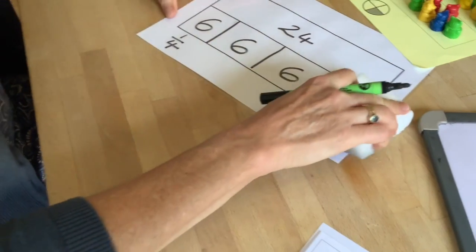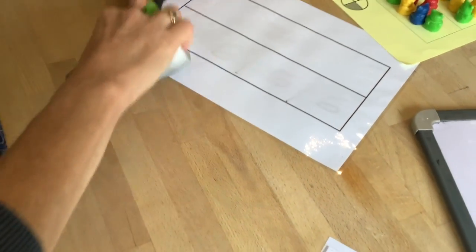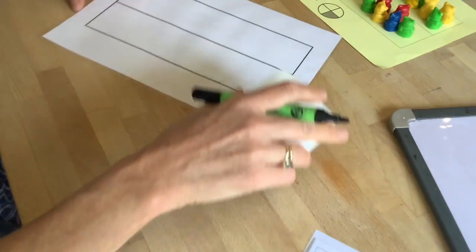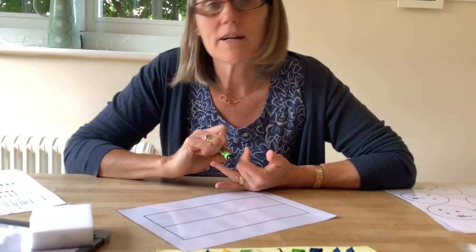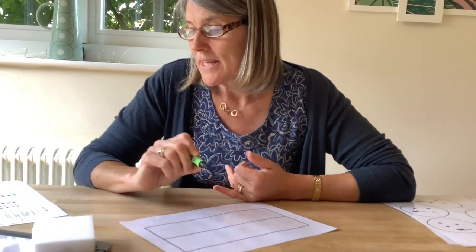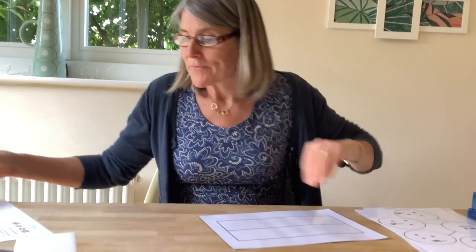Now, I have got an extra challenge for you, and that is to find 1 quarter, 2 quarters, 3 quarters, 4 quarters of 40, 80 and 120. And you can do this by using your counting in tens. Remember your halving and halving again to make a quarter, and see if you can work those out on your own.